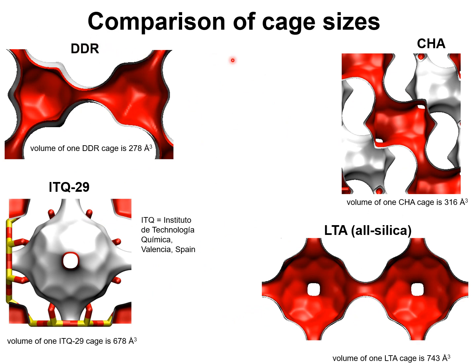This slide compares the cage sizes of DDR, chabazite, ITQ-29 and LTA zeolites. DDR has the smallest cage volume. The cage volume of chabazite is slightly larger. ITQ-29 cage is larger than that of chabazite, but slightly smaller than that of LTA all silica zeolite.